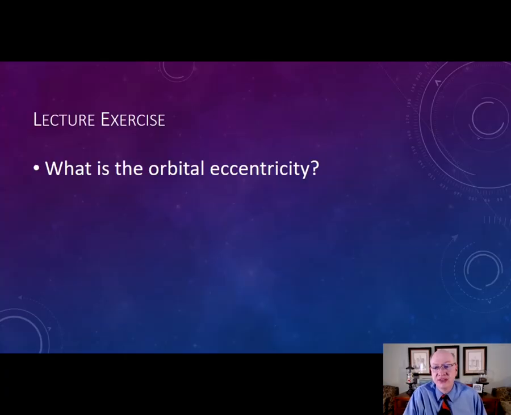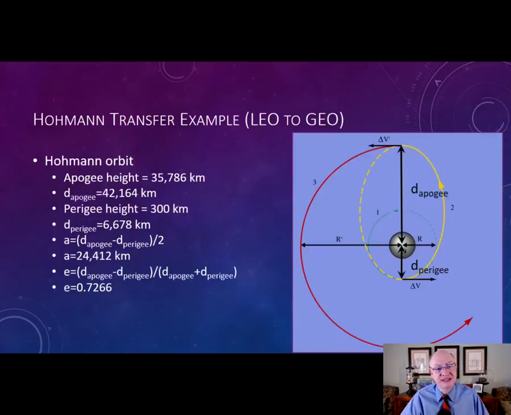All right, what did you get for this one? Well, you might remember that that formula says that the eccentricity is the distance at apogee minus the distance at perigee, divided by the distance at apogee plus the distance at perigee. You plug all the numbers into your calculator, and you come out with an eccentricity of 0.7266. So that's the eccentricity of your new orbit. 0.7266, that's a pretty elliptical orbit. As you can see, one focus of this new orbit is here at the Earth, and the other focus out here is empty.